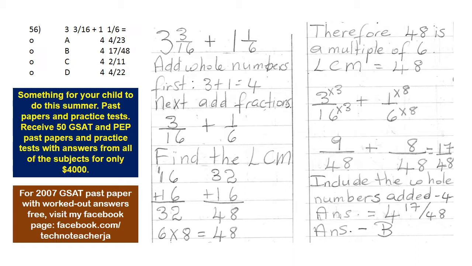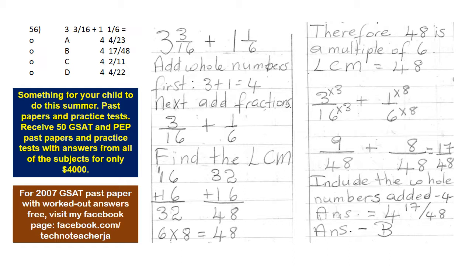1 times 8 is equal to 8. So therefore 1 over 6 becomes 8 over 48. So now the fractions are 9 over 48 plus 8 over 48.